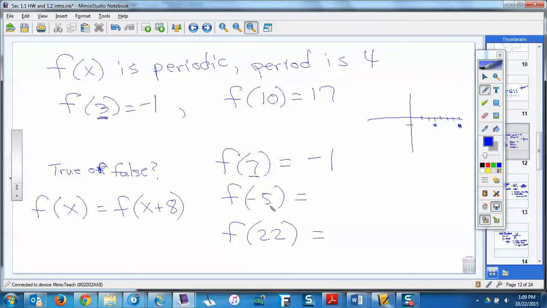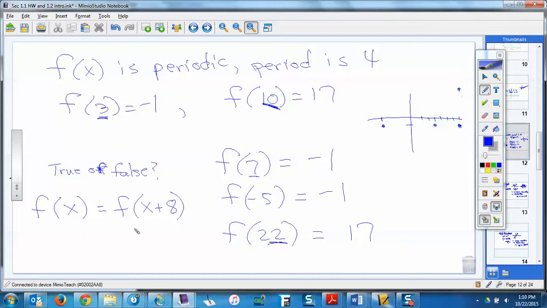What about f of -5? -1. Why? Because it's 8 units back to the left from 3, right? So if you're at 3, you go 8 units back here to -5, that's 2 periods away. So you've got to get -1 again. What's f of 22? 17. Because it's 12 away from 10. So f of 10 way out here is 17. So you go 12 units, that's 3 periods away. You're going to get 17 again. We don't know what's going on in between, but we know those values.